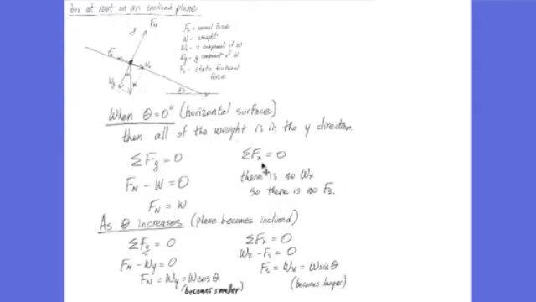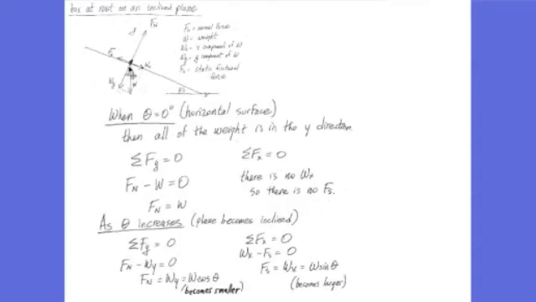And then in the x direction, there is no x component of weight when theta is 0, so there is no static frictional force. Remember, friction opposes motion or trying to move something, but if the surface is horizontal, it's not trying to move. So there is no static friction.